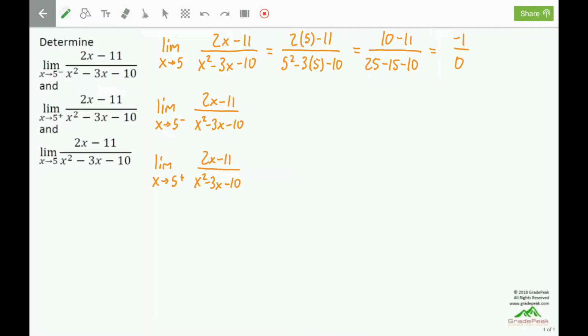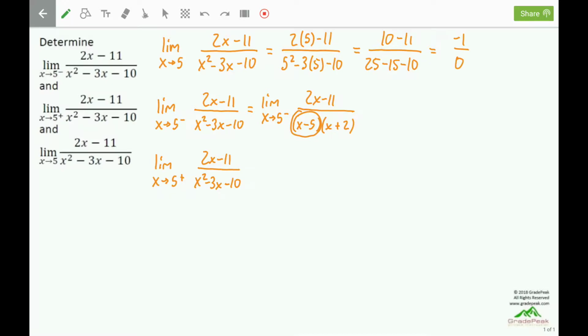Let's start with the left-sided limit. First thing to do is factor the denominator so we can see the factor that's making 0 in the denominator. The denominator is a trinomial quadratic. It will factor into x and x, two numbers that multiply to be negative 10 and add to be negative 3, negative 5, and positive 2 will take care of that. The factor that's making 0 in the denominator is the x minus 5 factor right here.